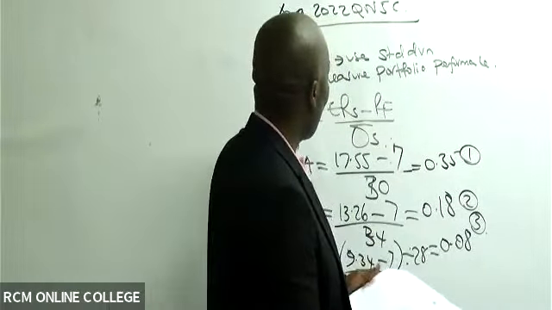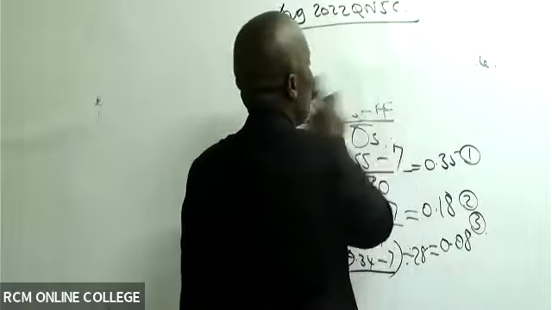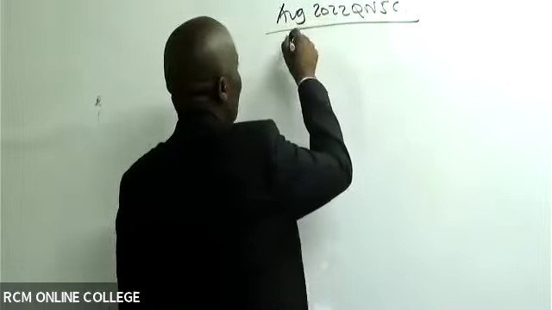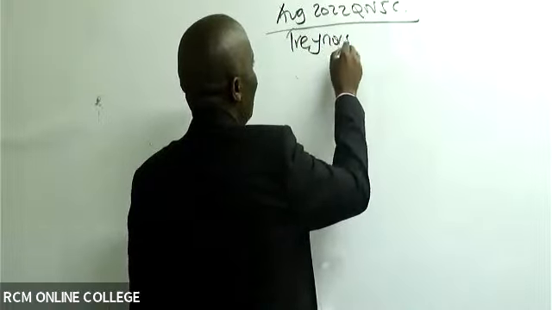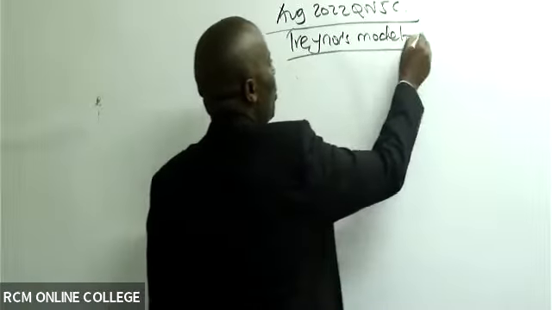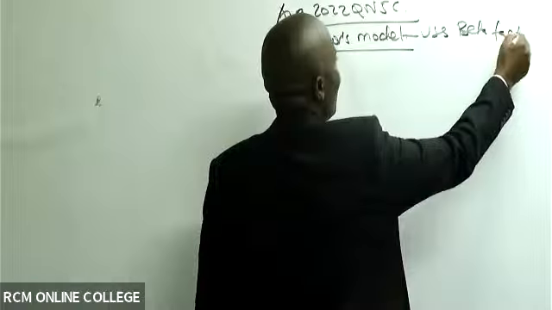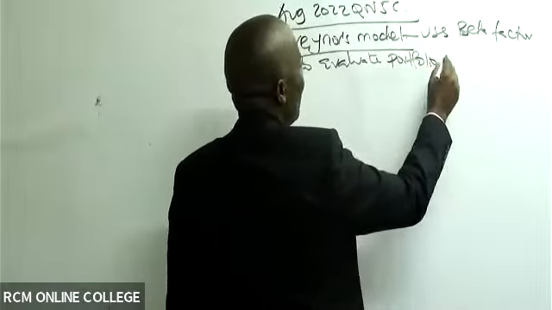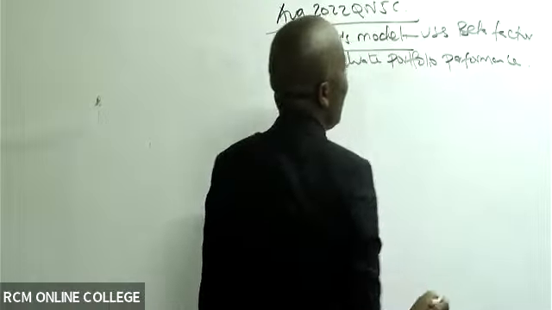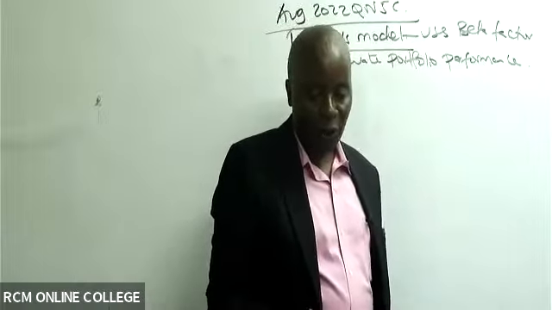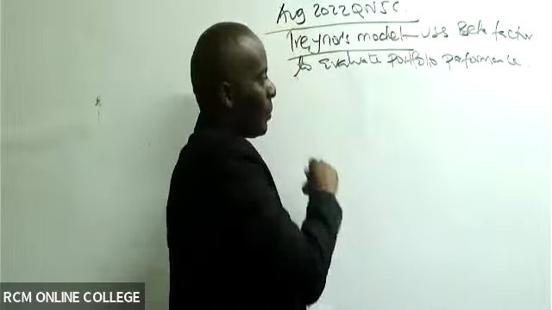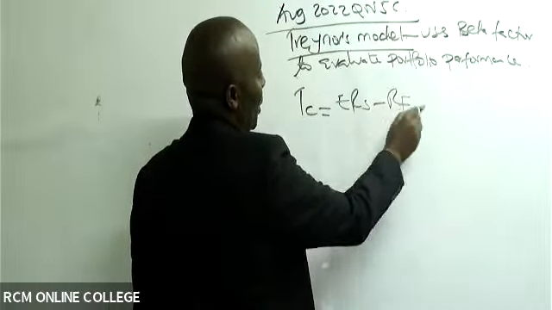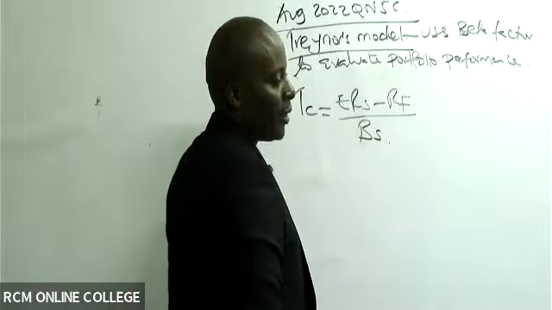Now from there, we should be able to go to the Treynor's model. So Treynor's model uses beta factor to evaluate portfolio performance. Then how do we get this Treynor's coefficient? It's very easy, just the same: expected return of the security minus risk-free over beta of the security.